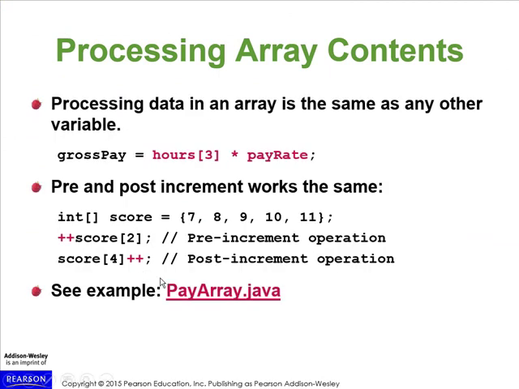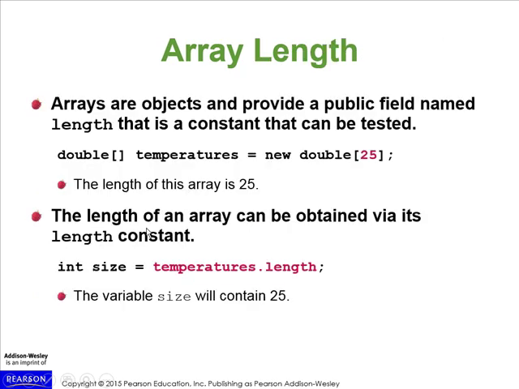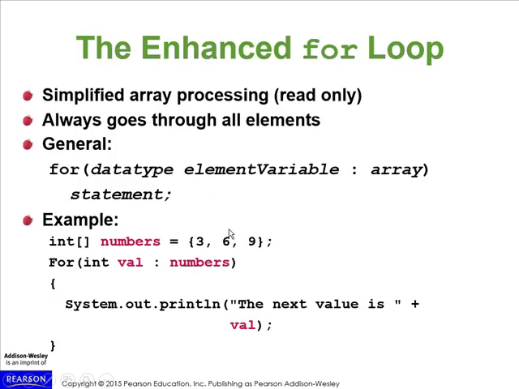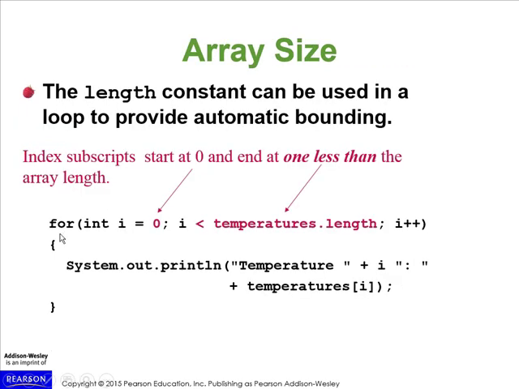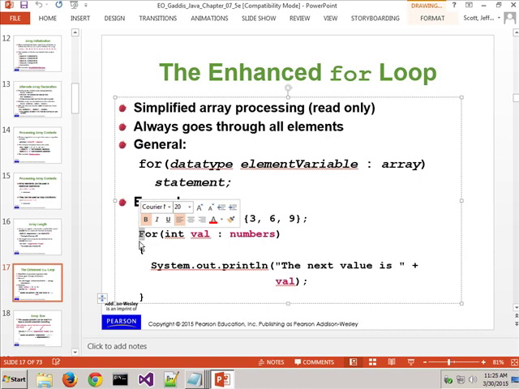All the stuff like pre-increment, post-increment, all that stuff works the same. You can use them in relational operations. You can use them in conditions. We already talked about the length. You should always use length. You should never put a hard-coded number in there, ever. There's not a reason to do that. There's also this enhanced for loop. All right? So take a look at this. There's a mistake on the slide here. It's a lowercase f, not an uppercase F.